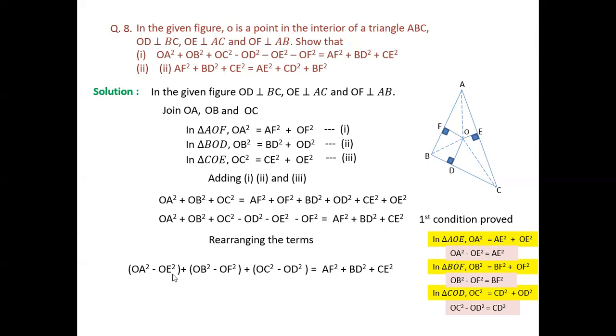So this is your AE square. This is your BF square. And this is your CD square. So you'll get AE square plus BF square plus CD square is equal to this as it is. This proves your second condition. So just using Pythagoras theorem and little jugglery here and there, you're getting the answer. Next.